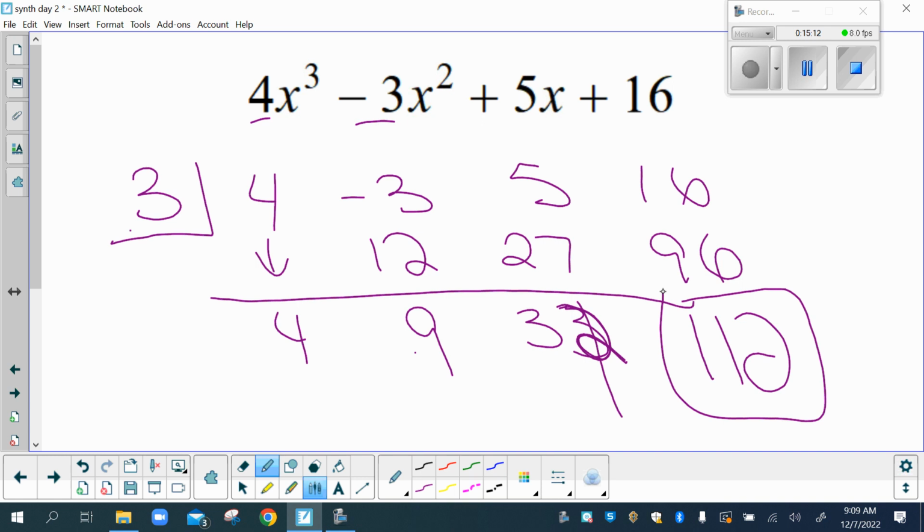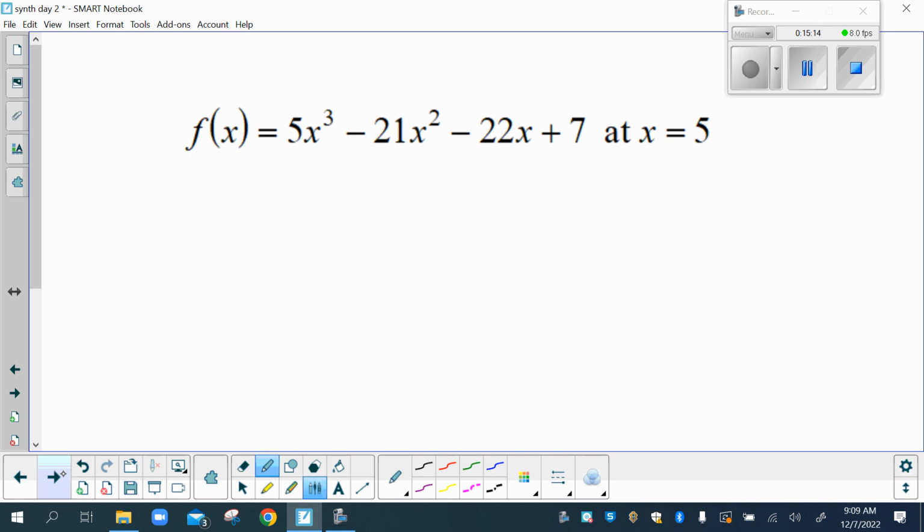So A, share however you want. And let's try one for you guys, and I'm shutting up. So here you go. Here's what it looks like. What this is saying to you is plug in a 5. Now, you can do it old-fashioned.